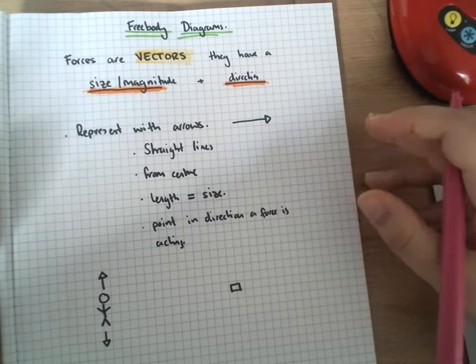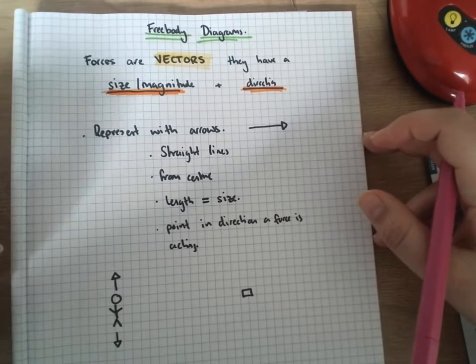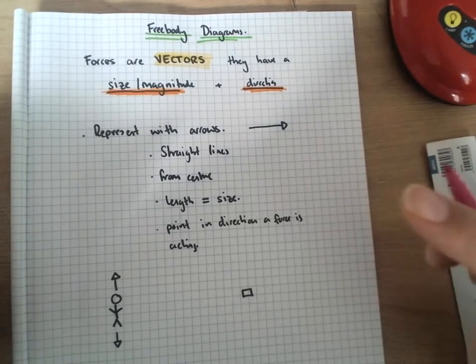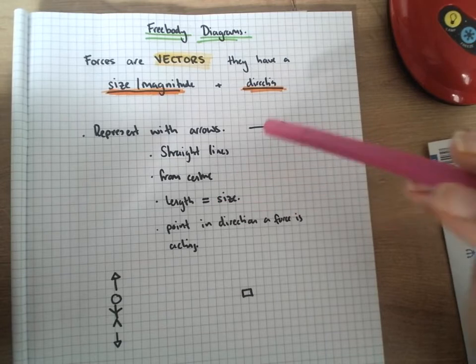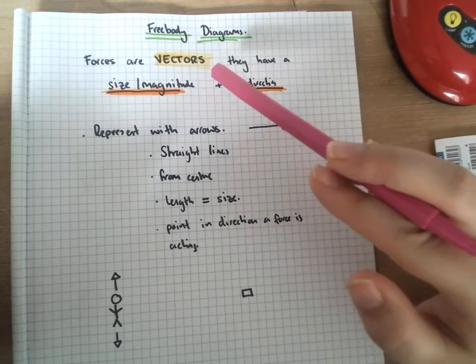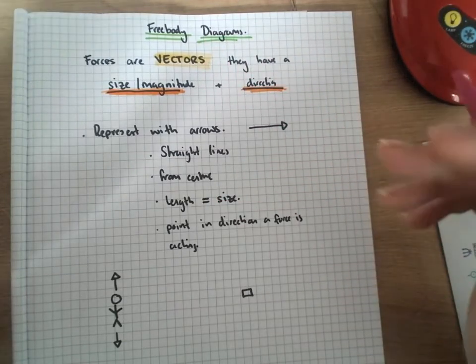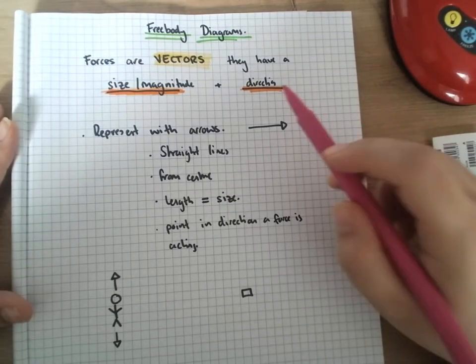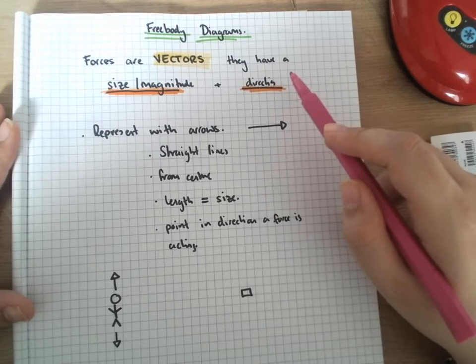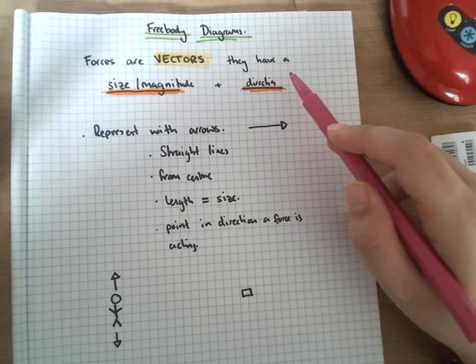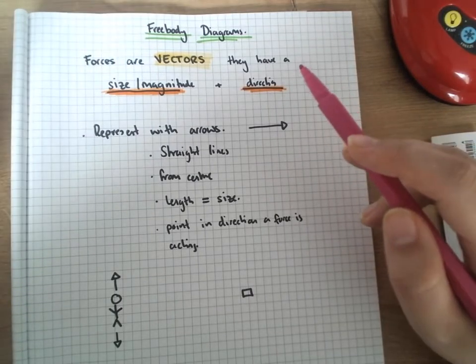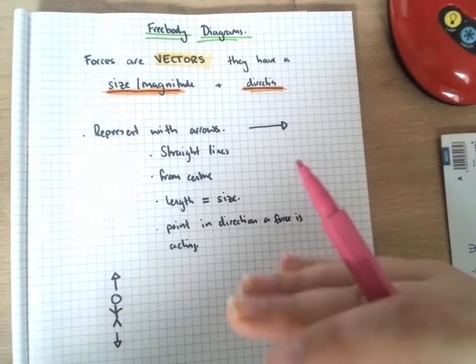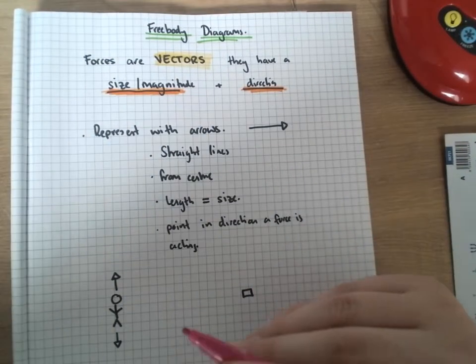Okay, so our other video in forces is all about free body diagrams. What is really important to remember for this is that forces are known as vectors. What that means is that they have a size, so a magnitude, a value, a quantity, but they have a direction. So for example, we would say that weight acts down, it acts towards the earth. Friction opposes the motion, so it's acting in the opposite direction.